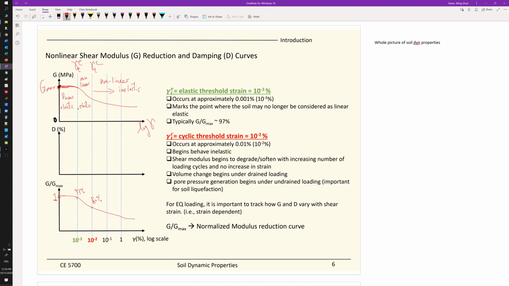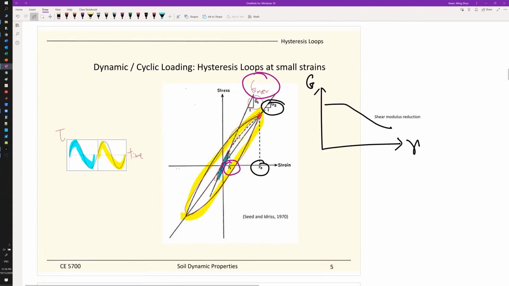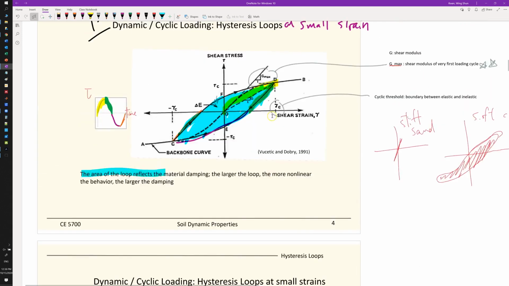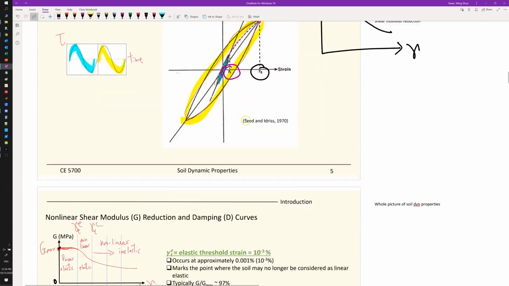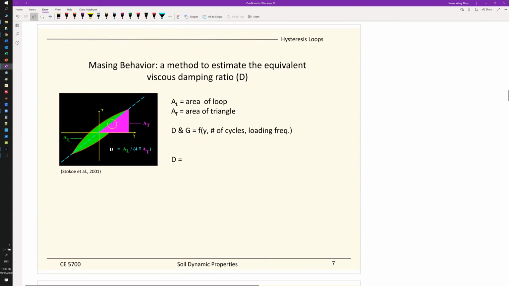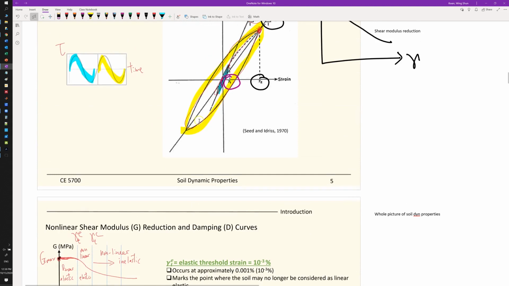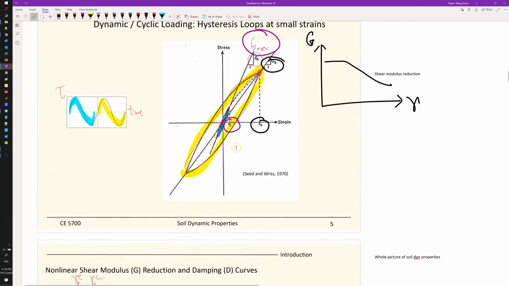So those are the modulus reductions, and corresponding to that, because each hysteresis loop gives you a G, you can also get a D from the area. We will talk next slide about how to calculate the D, but pretty much it's the area of the loops. And for example, each one represents a shear strain or deformation level.